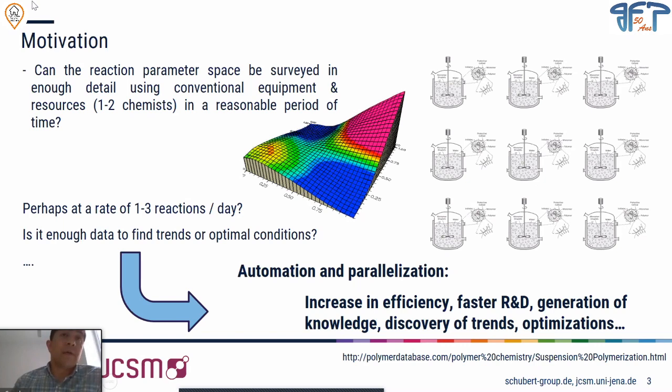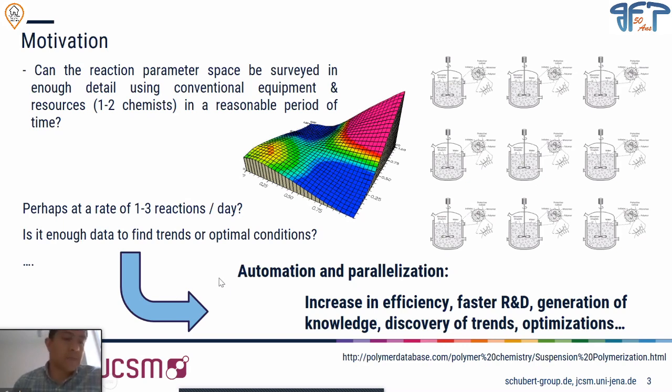Well, as I said, in normal conditions with a chemist or 1 or 2 chemists, you can achieve maybe 1, 2, 3 reactions per day. But sometimes it's not enough data to find some trends or optimal conditions, and determine a reaction. So that's why people started to look at automation already 20, 30 years ago, especially in pharma.